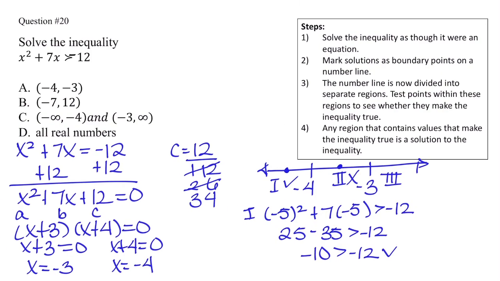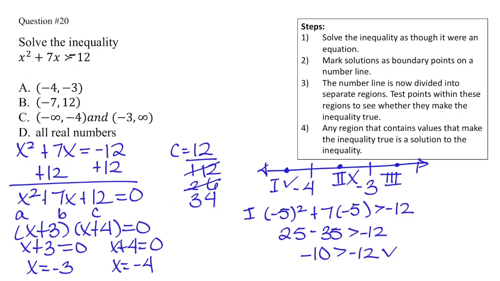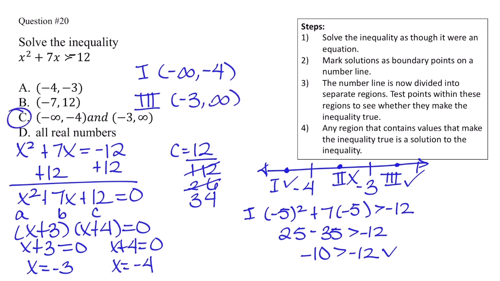Region 3, let's pick a point from there. That goes from negative 3 to positive infinity, so I can pick a point like 0. So I have 0 squared plus 7 times 0 is greater than negative 12. So that tells me that 0 is greater than negative 12, which is true. So region 3 does contain solutions. So region 1, which is negative infinity to negative 4, and region 3, which is negative 3 to positive infinity, does contain solutions. So that's answer choice C.